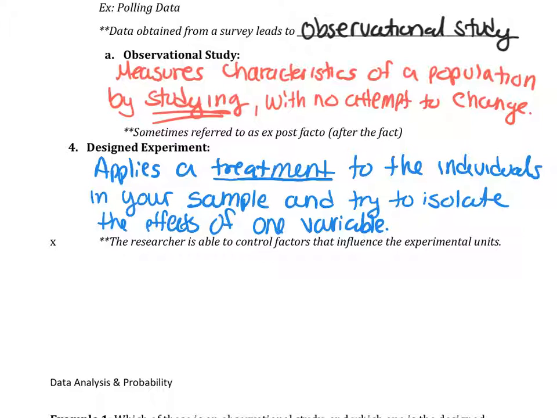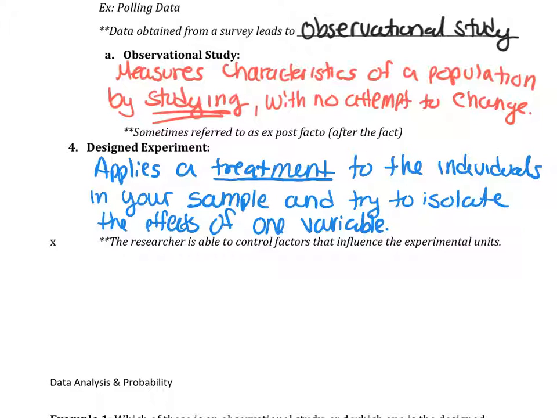So a popular designed experiment is like when they're testing new drugs. So they'll find a bunch of people that have the similar issue, and then they'll give this group, one group drug A, one group drug B, one group a placebo. So they're giving them a drug, that's the treatment they're applying, and then they'll measure the results after that.